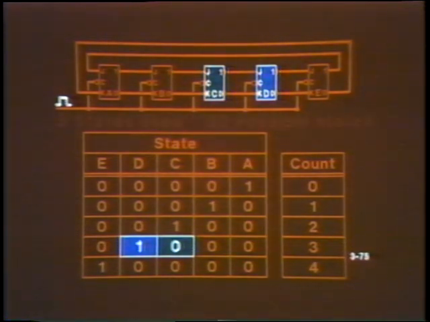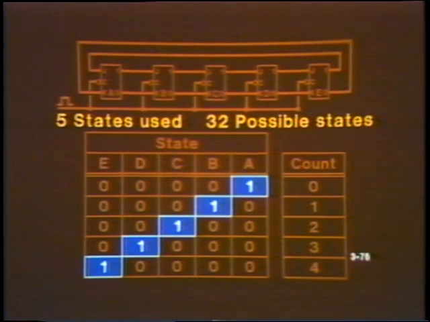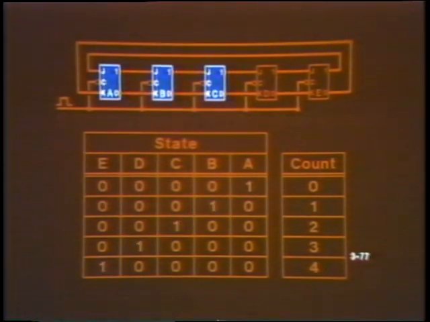There are only 5 states used in this counter out of 32 possible states. Each of these 5 used states has only one flip-flop set at any given time. All the others are 0. This is hardly the most efficient design. 5 flip-flops are being used to store information that could easily be stored in 3.